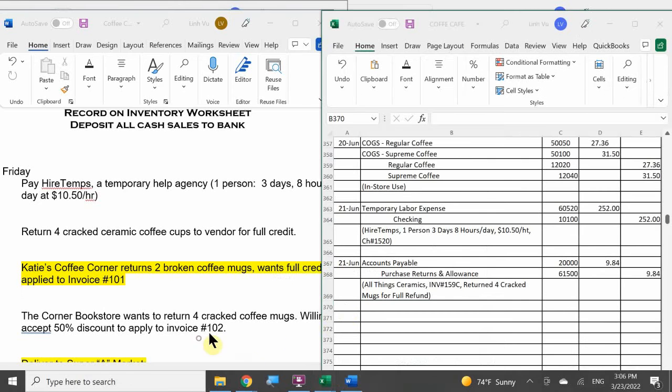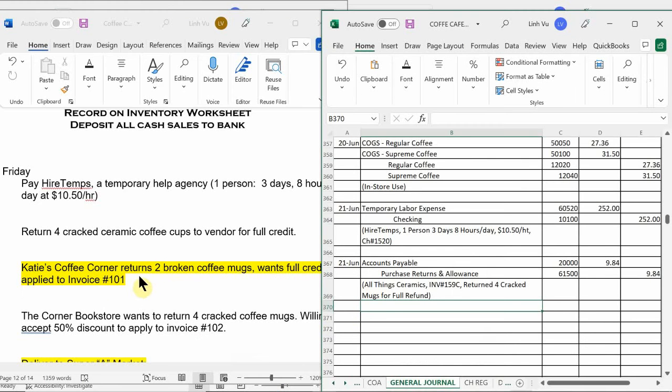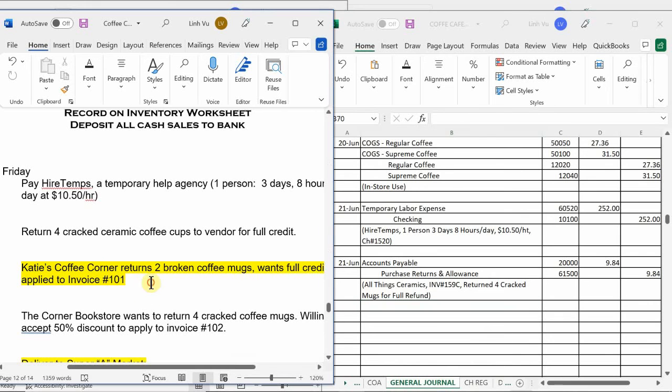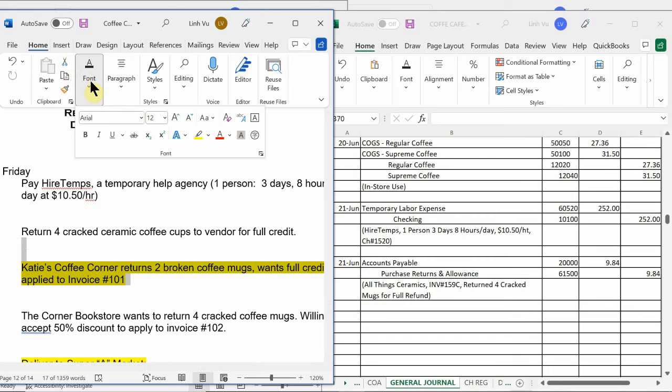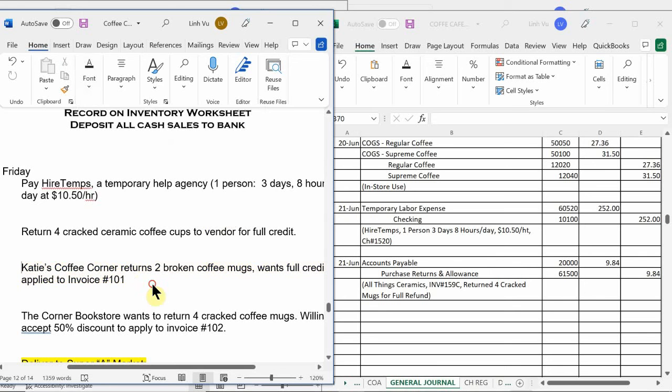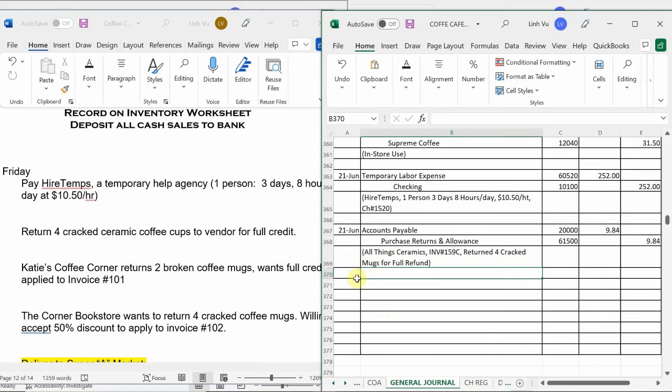What is this going to be? We sold to Katie's Coffee Corner and now they're returning items back to me. So what do we call this? The sales return and allowance. Sales returns and allowances. Good. So let's take a look here. On the 21st, we are doing a sales return and allowances.